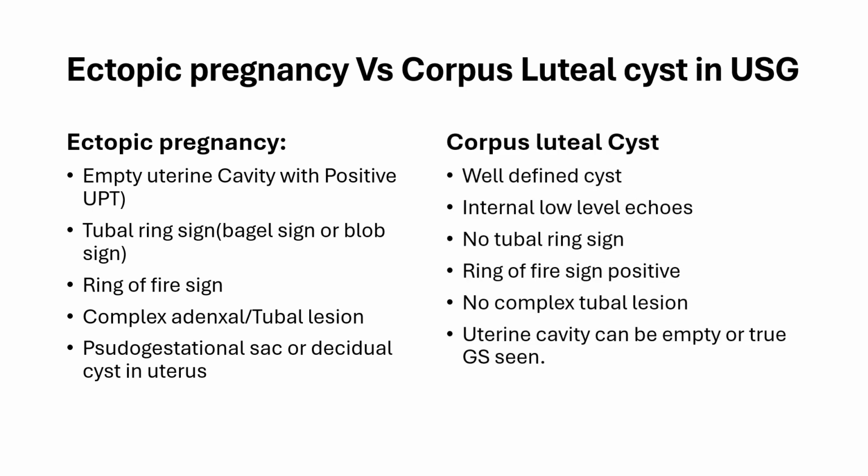Whereas in corpus luteal cyst, a well-defined cyst is seen in the ovary with low-level internal echoes. There is no tubal ring sign, but the ring of fire sign can be seen in corpus luteal cyst, and this is more specific for the corpus luteal cyst. There is no complex tubal lesion, and the uterine cavity is empty, or a true gestational sac can be seen in case of corpus luteal cyst. If it is associated with pregnancy, then it is called the theca lutein cyst. The most important point is that UPT or serum β-hCG is negative in case of the corpus luteal cyst without true pregnancy.